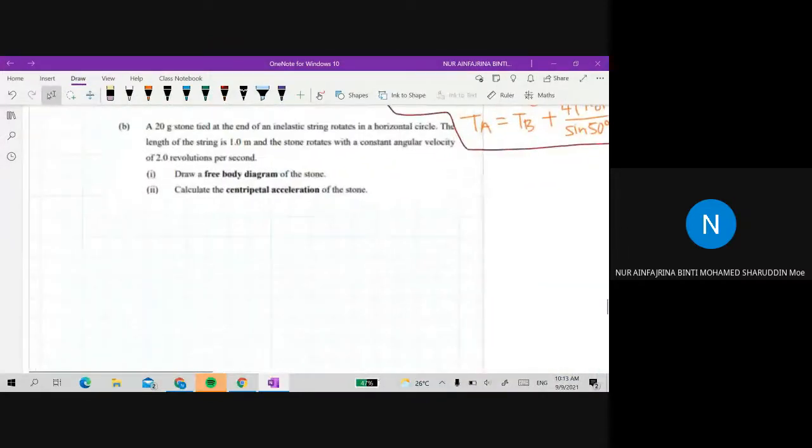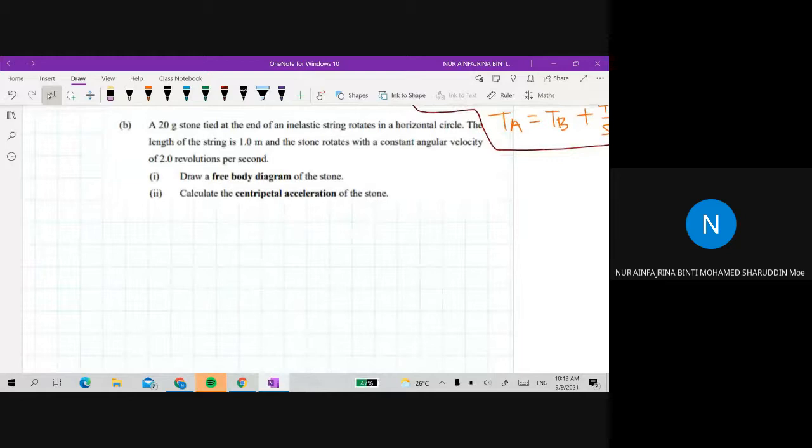Okay, now next question. Dia cakap a 20-gram stone tied at the end of an elastic string. Okay, so sekarang awak highlight all the keywords, all the information given. So 20-gram stone in elastic string rotates in horizontal circle. Okay, the length of the string is 1 meter and the stone rotates with constant angular velocity of 2 revolutions per second. The first question, draw a free body diagram of the stone. But before you draw the free body diagram, I would like you to sketch the information given.